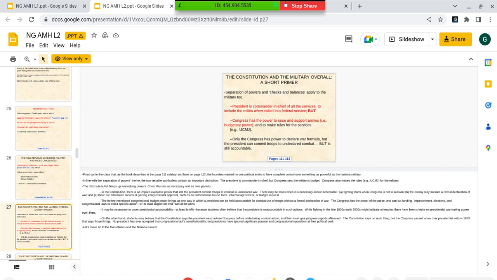However, this checks and balances of power is because Congress has the ability to fund and support the armies, but the president has a role as commander-in-chief of all the services, including the militia, whenever they're on federal orders. However, only Congress has the power to declare war formally, but the president can commit troops to undeclared combat. However, he's still accountable for what they do. So this is kind of how Congress and the president's powers over the military balance each other out in terms of the militia.